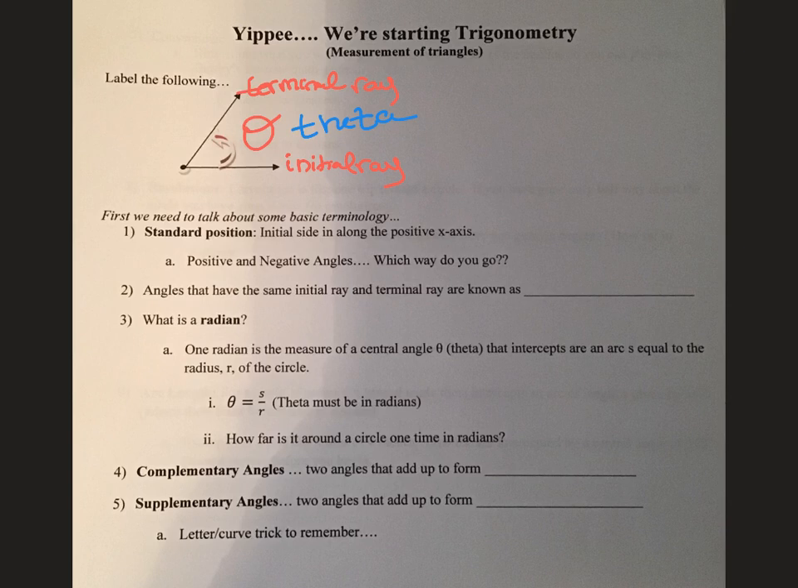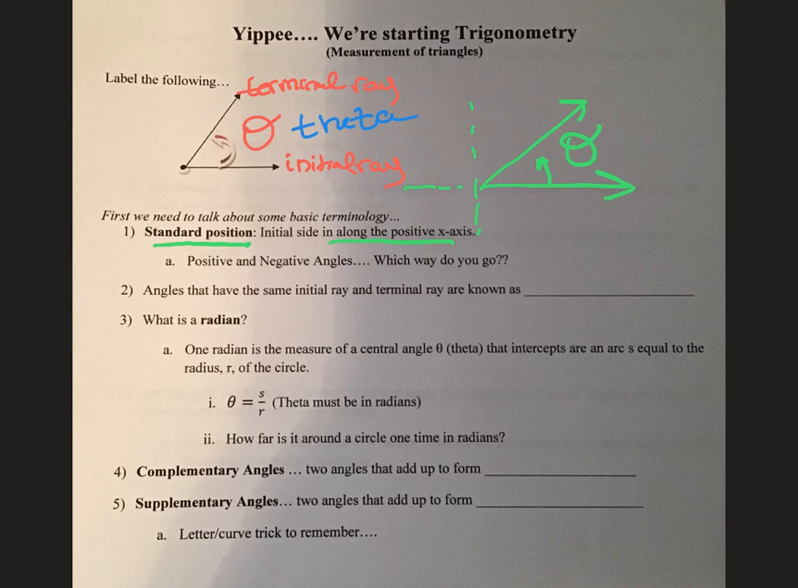So what happens is, I'm going to start at my initial ray, and in standard position, which it talks about right down here, my standard position is along the positive x-axis, so if this were a coordinate plane like that, and I'm going to rotate up or counterclockwise to a terminal ray, forming some angle theta. So it says in standard position, the initial side or the initial ray is along the positive x-axis.